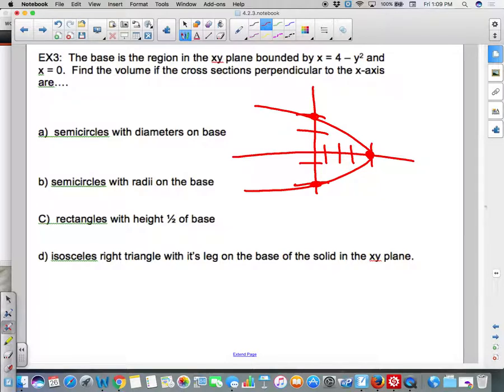I'm going to tell you to draw a sketch, because sometimes the area it's bounded by isn't what you think it is. So you want to shade what they're saying. And x equals 0. So x equals 0 is what kind of line?